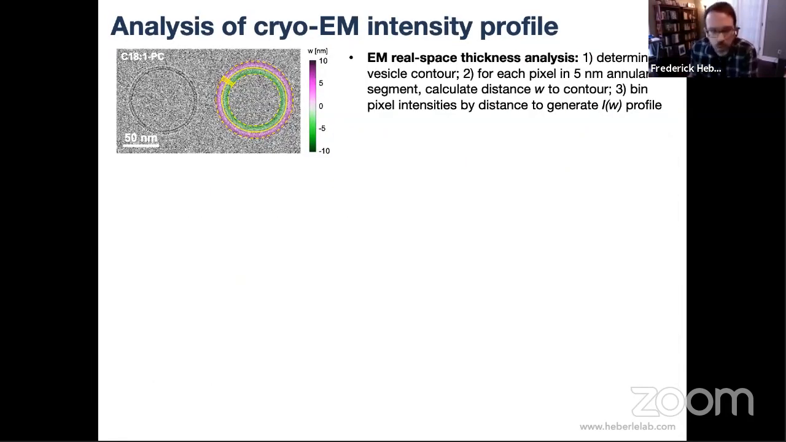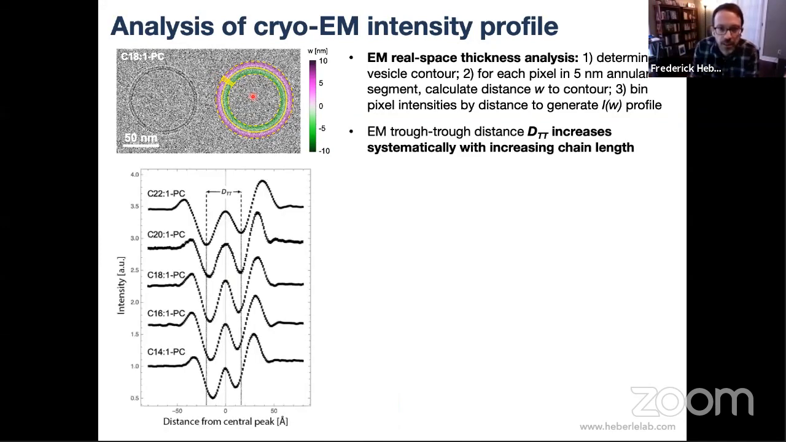Here's one of those DOPC vesicles that's been blown up. I'm going to skip most of the details about how we analyze these images, but the basic idea is that we first find the contour of the vesicle, and then we take a small chunk of the bilayer, about 5 nanometers wide, and we bin all of the pixel intensities in the radial direction. And that gives us an average intensity profile in the direction normal to the bilayer. Now, if we average that profile over all of the segments in a vesicle and over many vesicles, it looks like this. So these are average profiles from about 60 vesicles.